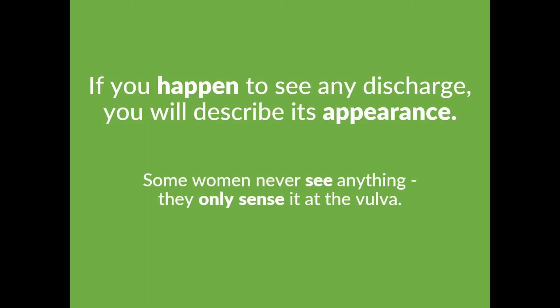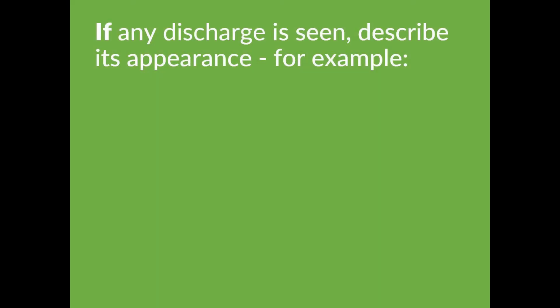Now, it's important to realize that some women never see anything, and they are still cycling normally, and that's perfectly okay. But sometimes we do see something, and discharge is defined as anything that leaves the vagina. All right, so if you happen to see any discharge, you can write it down. And again, make up your own words, but here are some common ones that we see used a lot.